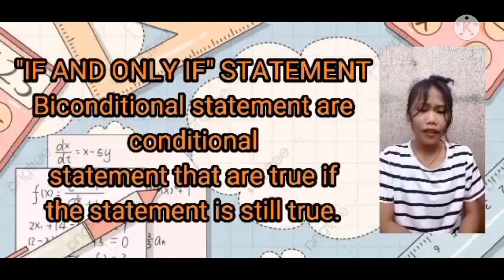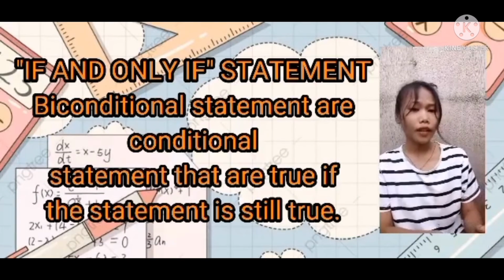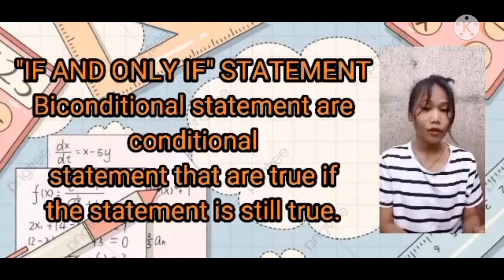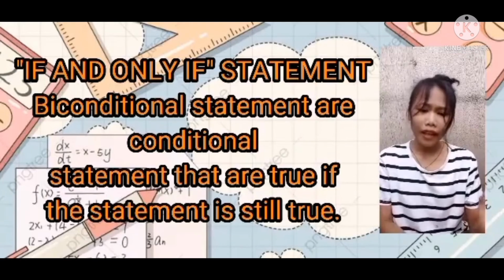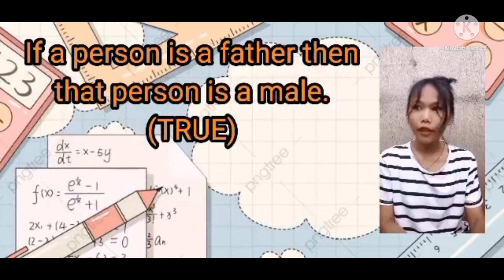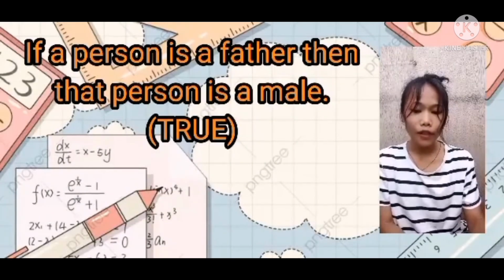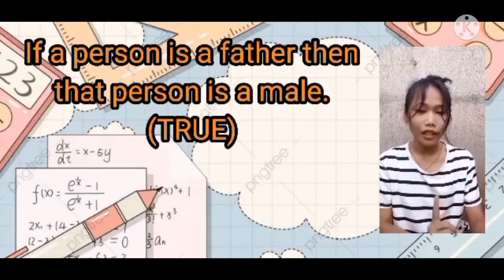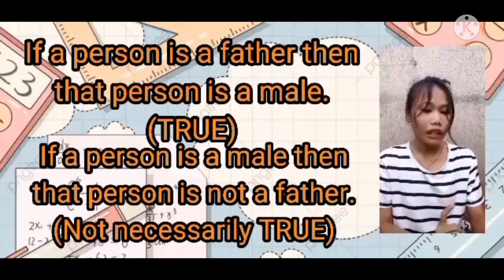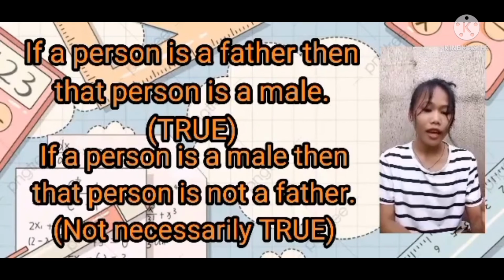Next, if and only if statement. Biconditional statements are conditional statements that are true if the converse statement is still true. They are both true, but the other one is not necessarily true. For example, if a person is a father, then that person is a male, is true. And if a person is a male, then that person is a father, is not necessarily true.